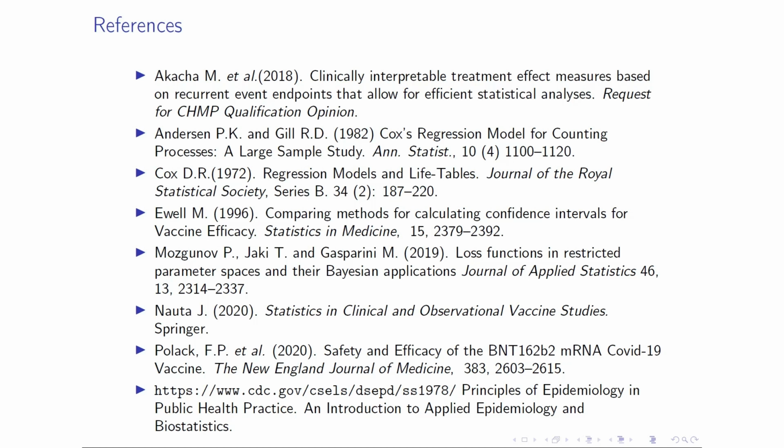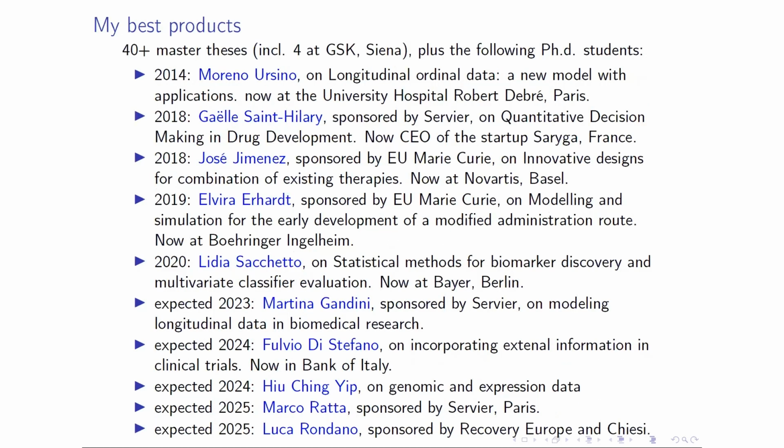And so there was a way to know each other, and as a way to know each other, I'm listing here what my PhD students did in the last few years, starting from 2014. Moreno is the only one who stayed in a university environment. All the other ones who are out now, some are still here, for example Luke and Marco, are in the pharmaceutical industry, and that's obvious given my interest in clinical trials and statistical methods of clinical trials.